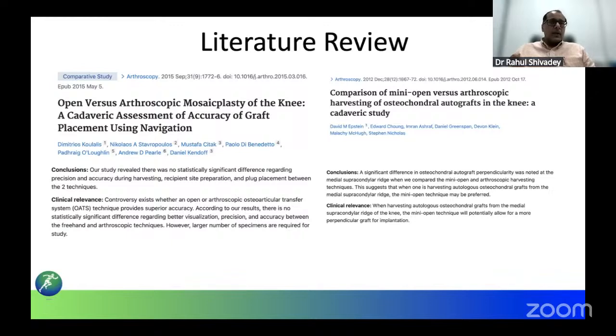The advantage that the open OATS procedure gives you is that you are able to handle larger defects. You are able to handle defects which are not easily accessible by arthroscopy. But as we all understand, being arthroscopic surgeons, our tendency of converting that open procedure to an arthroscopic procedure is always there. And definitely, even I have gone down that line.